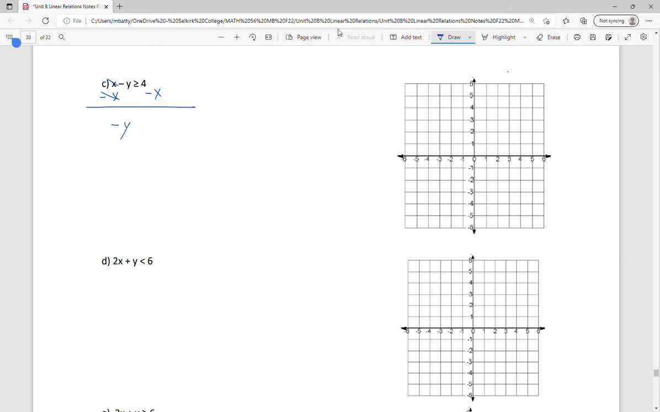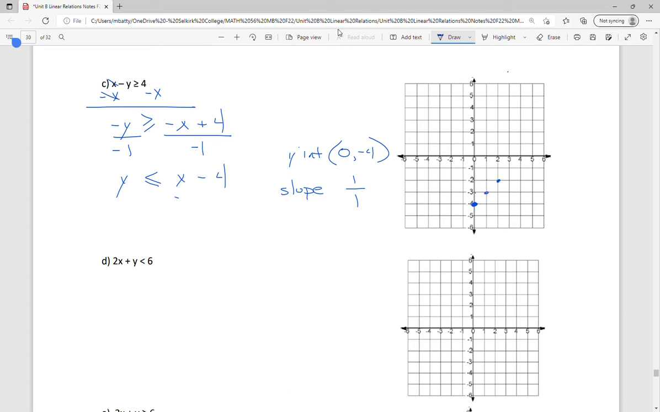So I'd have negative y is greater than or equal to negative x plus 4, dividing by negative 1 on both sides. That enacts the rule, so I switch my sign. I'd have y is less than or equal to x minus 4 as my line then. That tells me that my y-intercept is 0 and negative 4 as an ordered pair, and my slope is going to be 1 over 1. So I'll go to my y-intercept, 0 and negative 4, and then this tells me to go up 1 and over 1 to get to the next points.